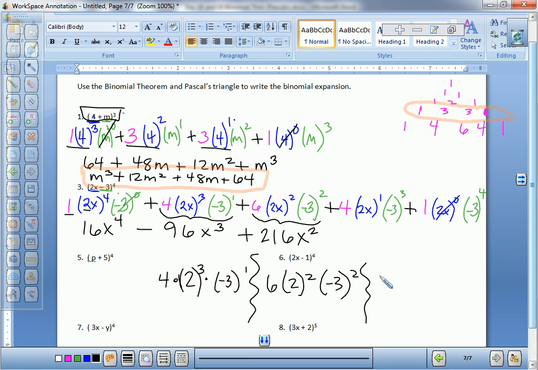All right, let's do the next one. What we'll punch in is 4, 2 to the 1st, -3 cubed.